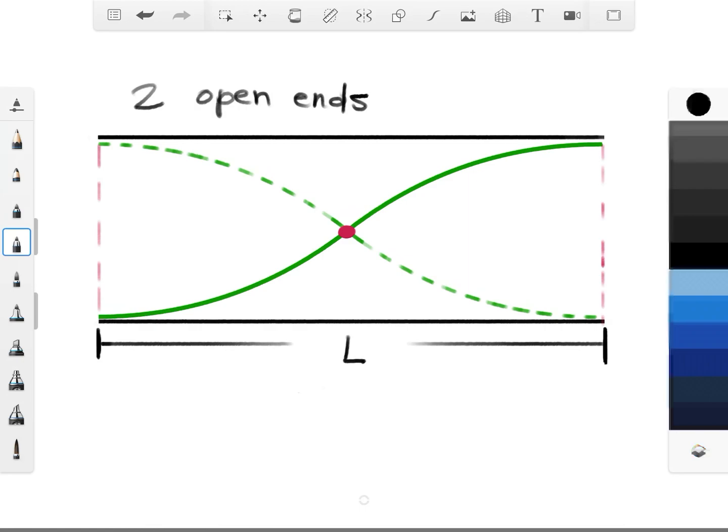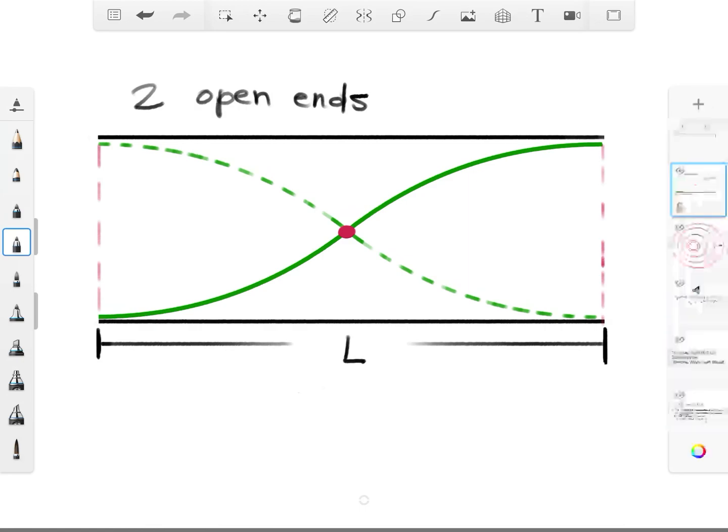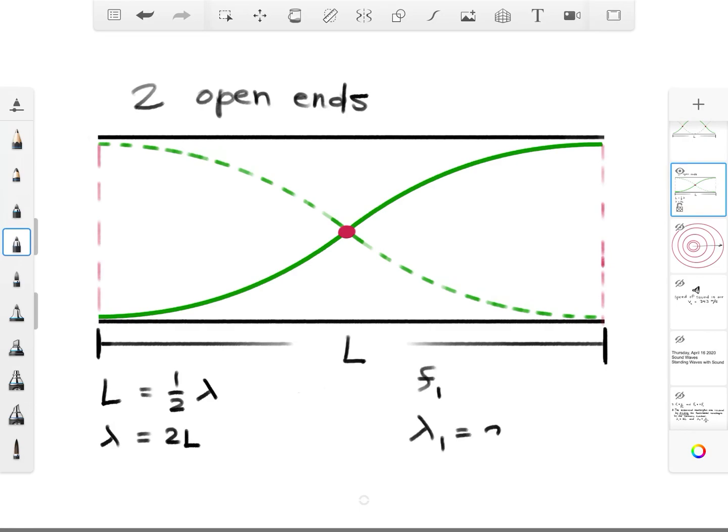Okay, so the full length of the pipe represents half of your wavelength, so that the wavelength is equal to twice the length of the pipe. Now, without getting too much into the math here, this is going to be our fundamental frequency, f1, and our fundamental wavelength, lambda 1, which is going to be equal to 2L.